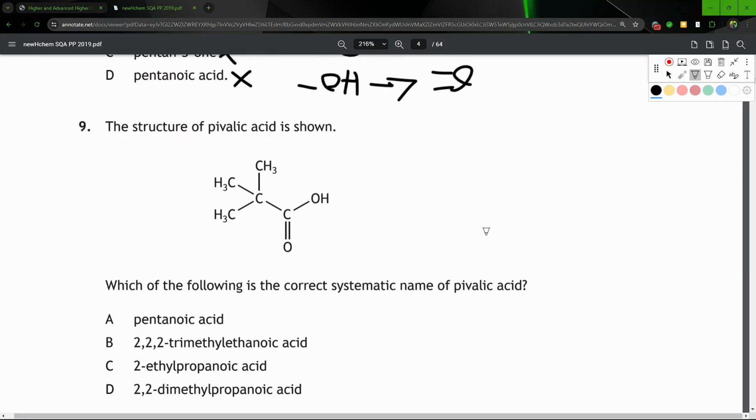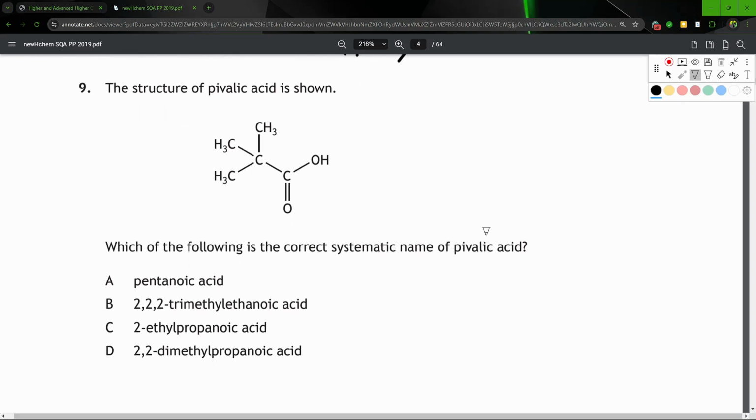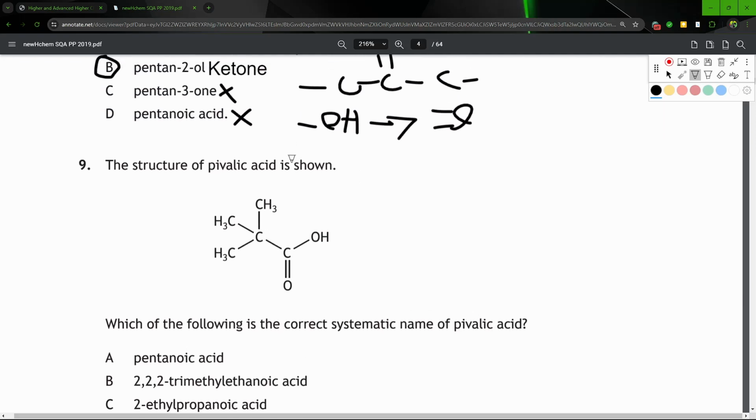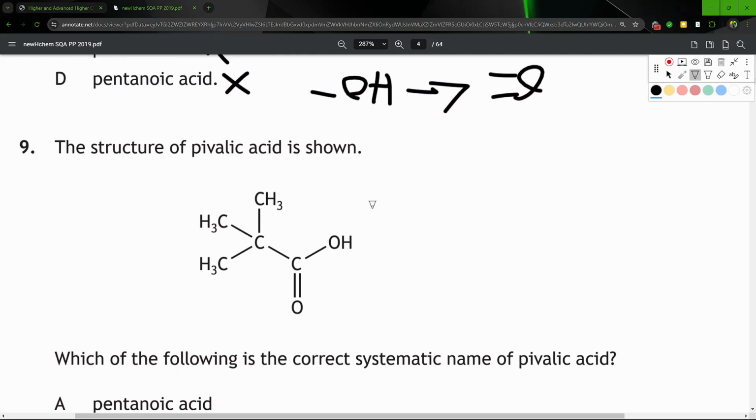Okay, the structure of pyruvic acid is shown. Which of the following is the correct systematic name of pyruvic acid? Is it pentanoic acid, 2,2,2-trimethylmalonic acid, and so on? You get the gist. So when we want to do systematic names of hydrocarbons, we want to find the shortest chain length possible.